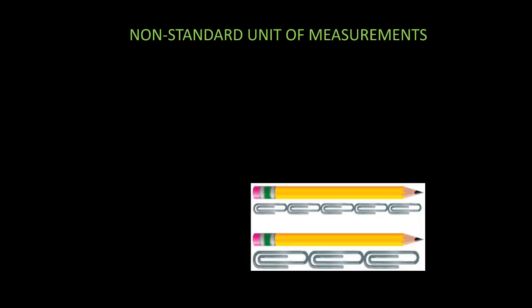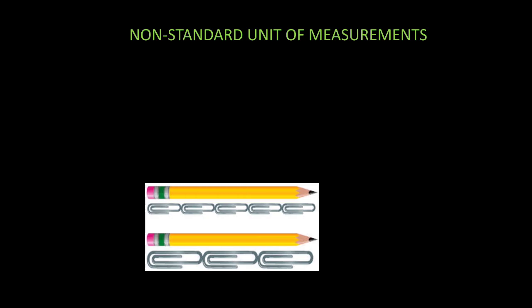Okay. Now look at this picture. In this picture, the same pencil is measured by 2 students and the answers are 5 paper clips and 3 paper clips respectively. Again, this happened because paper clips are a non-standard unit, as they can vary in size, or we can say they are not constant.